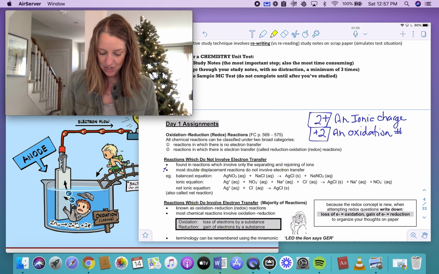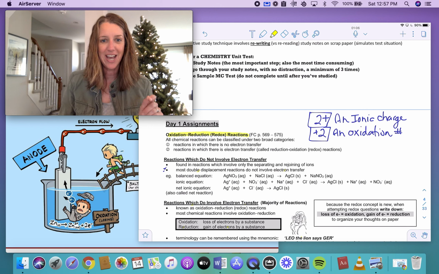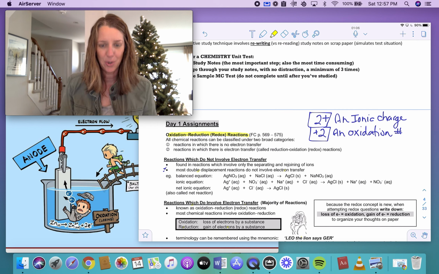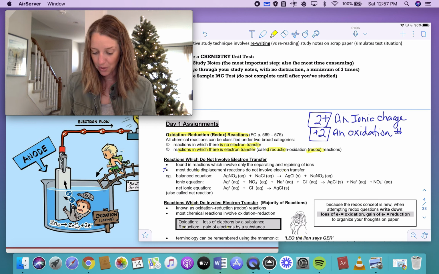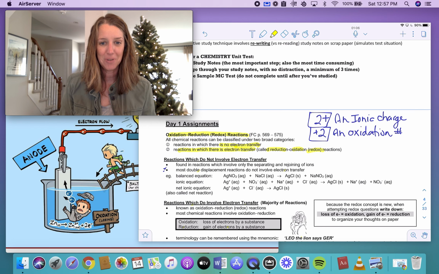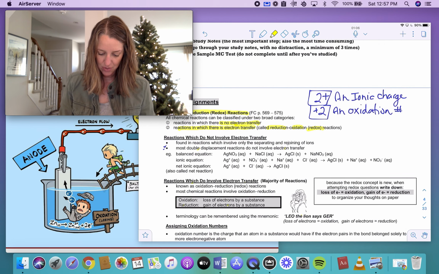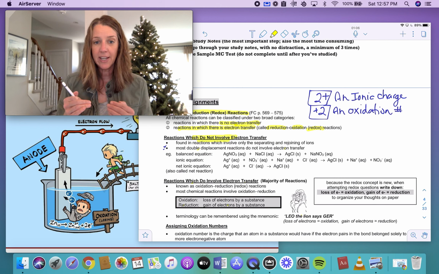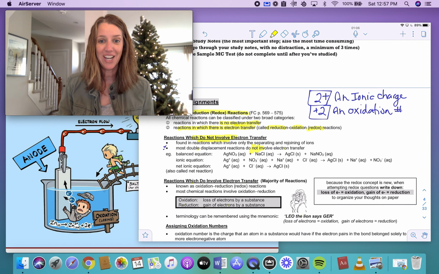Okay, all right, so here we go. This is what we call these reactions: a redox reaction. All chemical reactions can be classified under two broad categories: either there is no electron transfer or there is an electron transfer. The ones that have an electron being moved from one to another are called redox, short for reduction and oxidation. What reactions don't involve electron transfer? These are found in reactions which involve only the separating or rejoining of ions. Most double displacement reactions don't involve any electron transfer.